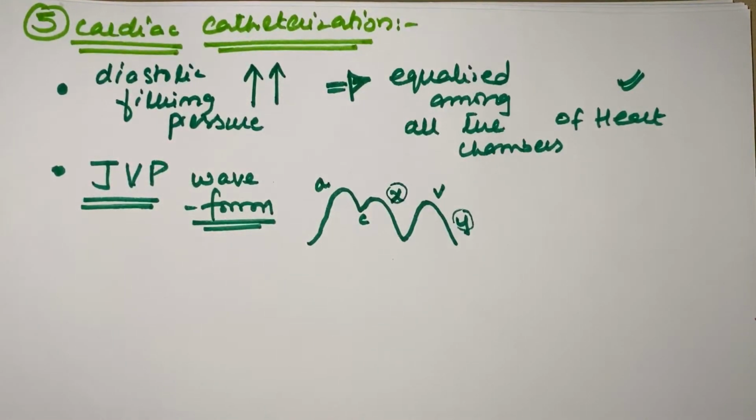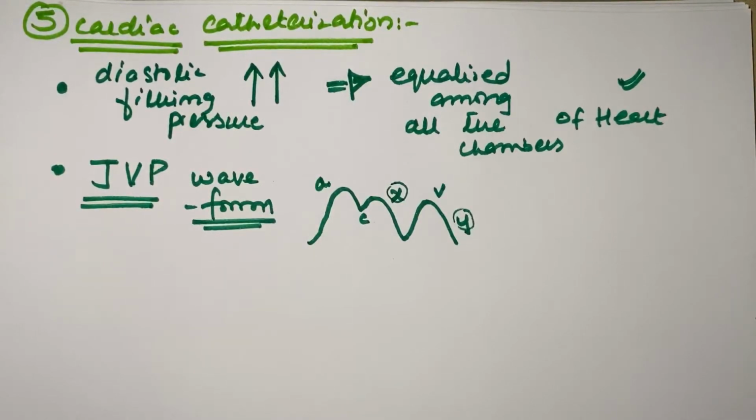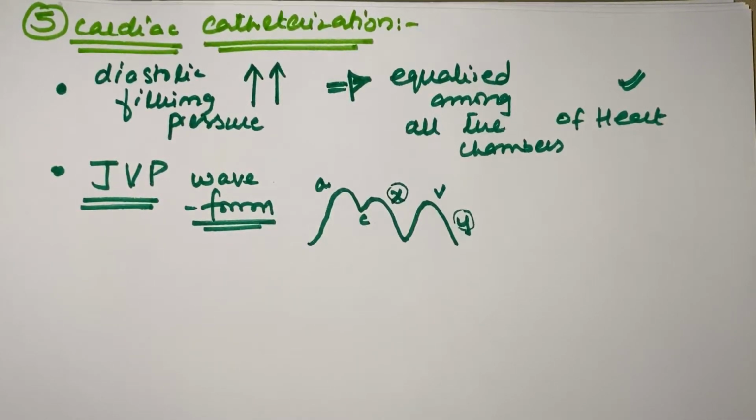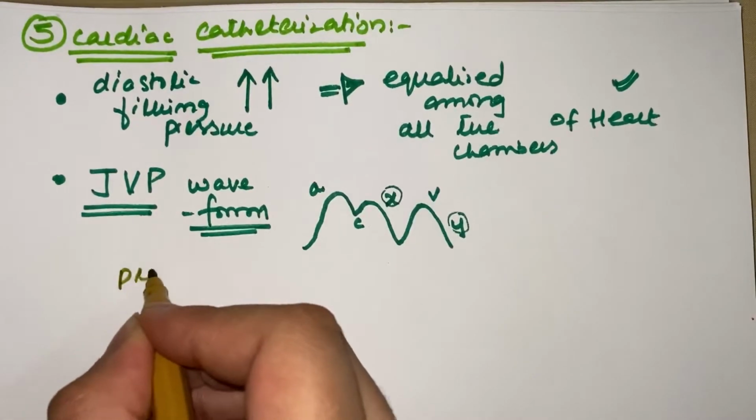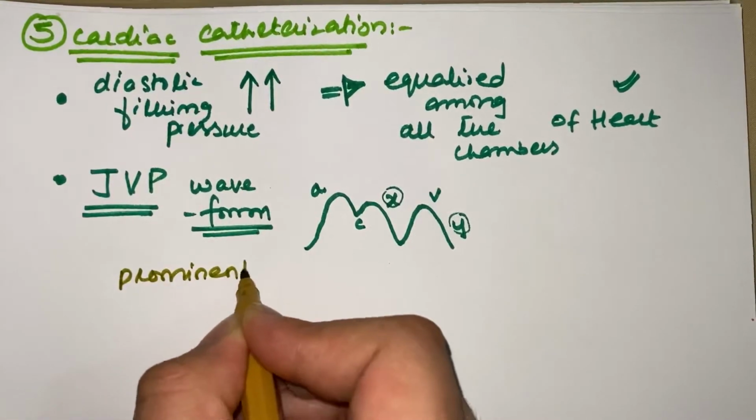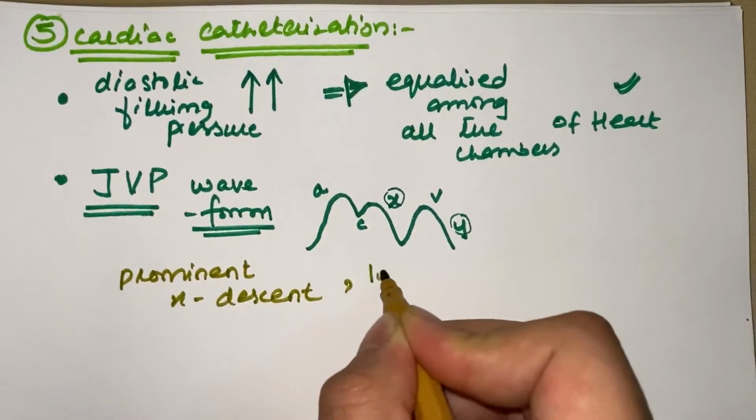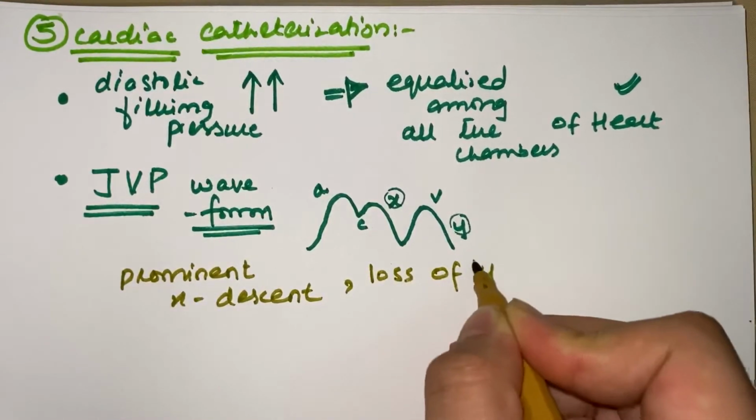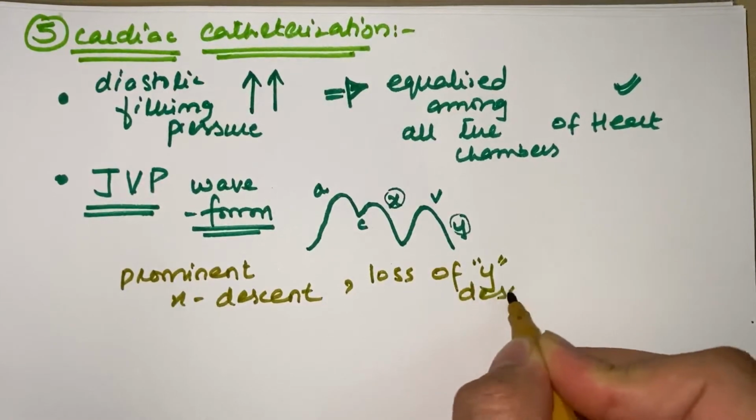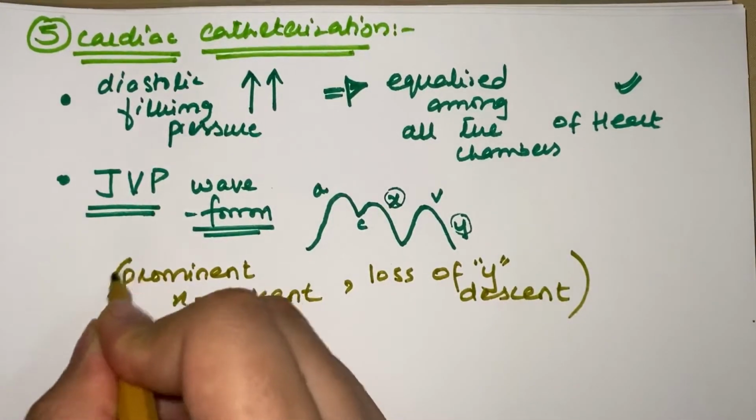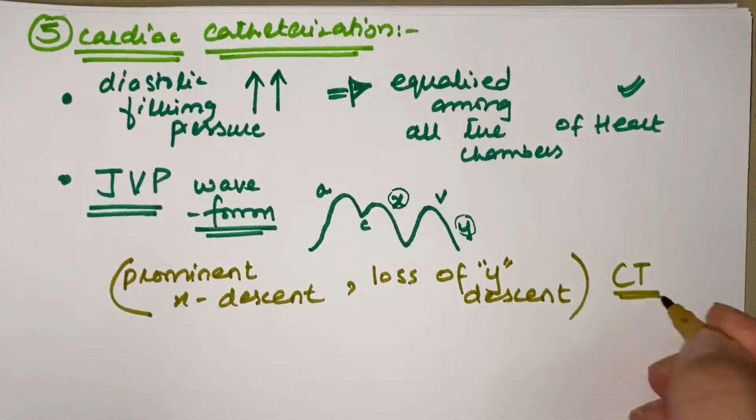Descent means coming down. So in this case, what will happen is that there will be a prominent X descent seen, but very important, there will be loss of the Y descent, and this is characteristic for cardiac tamponade.